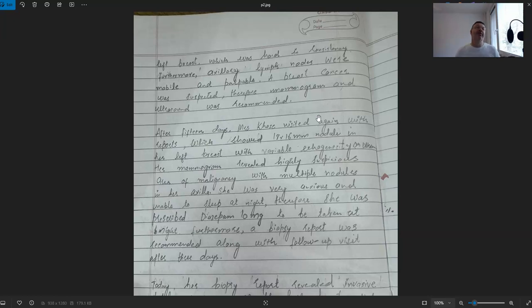Now, a breast cancer. We don't usually make conditions countable using countable nouns, you know, like an asthma, a diarrhea, a cancer. You don't usually use an article for conditions. So you can have an attack of asthma, an episode of diarrhea, etc. But a breast cancer. So breast cancer was suspected, therefore a mammogram, because a mammogram is countable, so the definite article. A mammogram and ultrasound was recommended.